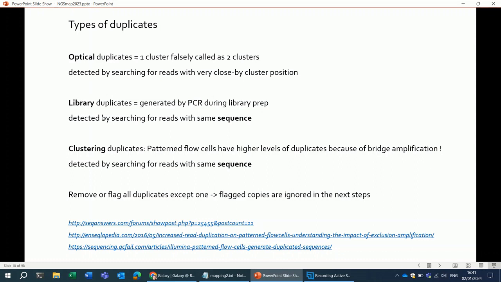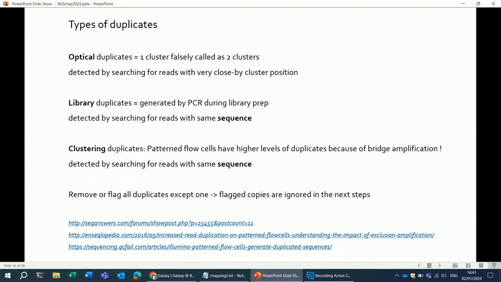And then you have the library duplicates, and these are the ones that are generated by PCR during the library prep. How can you detect library duplicates? Well, they will have the same sequence. So they are detected by looking for reads that have exactly the same sequence.